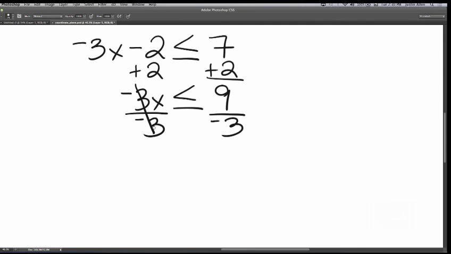So that's going to cancel out, and our answer is going to be x ≥ 9 divided by -3, which is just -3.